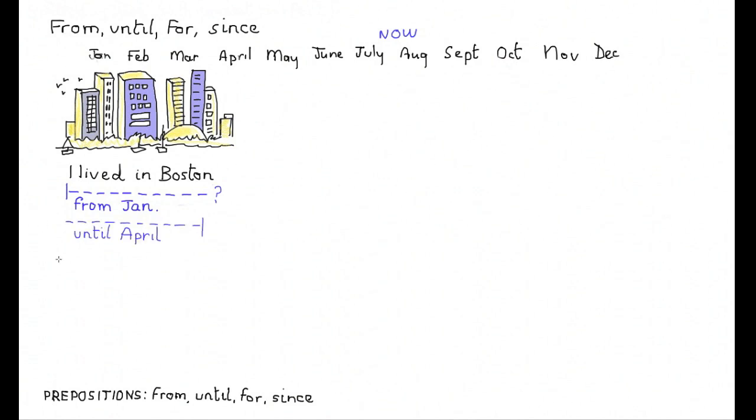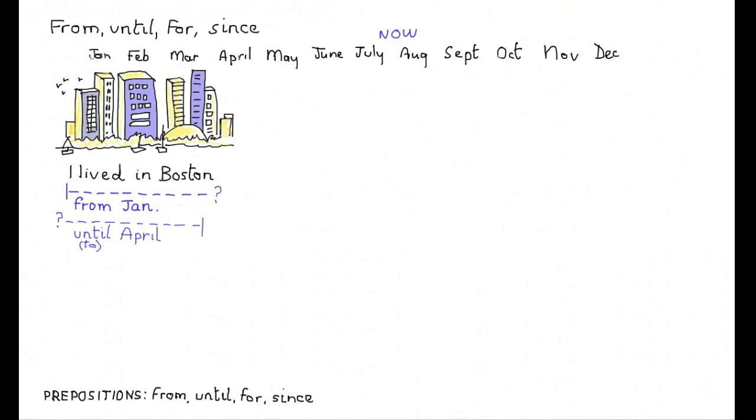Let's have another expression. Here we go. Number 2, until April. Now this time we know when it ended, until April, but we don't know when it started. From January until April, and we know both. It's also possible to say from January to April.